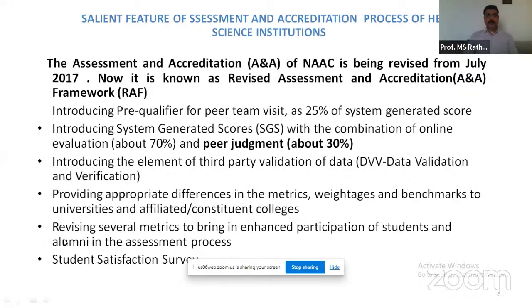Then in the next point, these metrics have been revised several times in order to enhance the participation of students and alumni in the assessment process. So the student satisfaction survey is one of the amendments, or one of the introductions, in this new process. Students would give their reflection on the teaching-learning process and various aspects of higher education, and this would be taken by NAAC directly. So the student satisfaction survey would be an important thing.